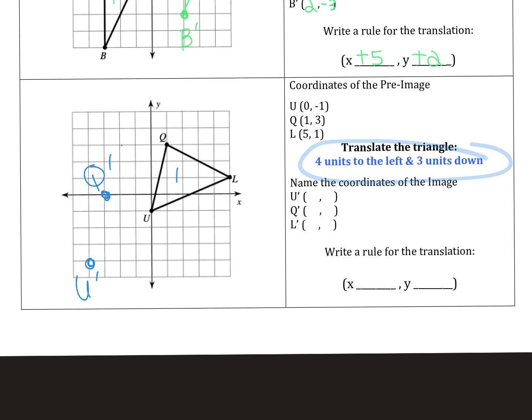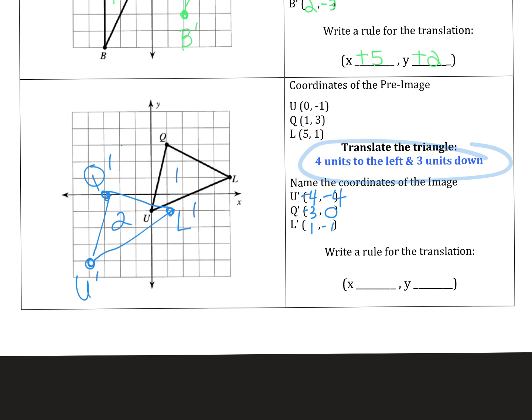1, 2, 3, 4, 1, 2, 3. And it's kind of overlapping, and that is quite all right. As long as your shapes look like they're still the same shape, then we are good. So U prime ended up being -4, -4. I'm sorry about my handwriting. Letter Q ended up being -3, 0. And letter L ended up being 1 and -1.